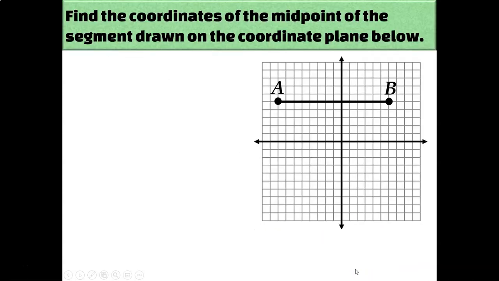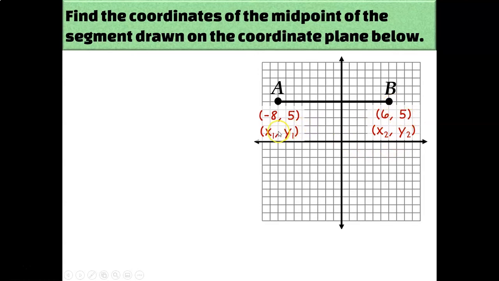Let's take a look. I want us to calculate the coordinates of the midpoint of this segment AB. In order to do that, we need to know the coordinates of the endpoints. A is the point -8, 5, because I would go 1, 2, 3, 4, 5, 6, 7, 8 to the left, which makes it negative, and then up 5, so positive. B is the point +6, +5, because I would go to the right 6 and up 5.